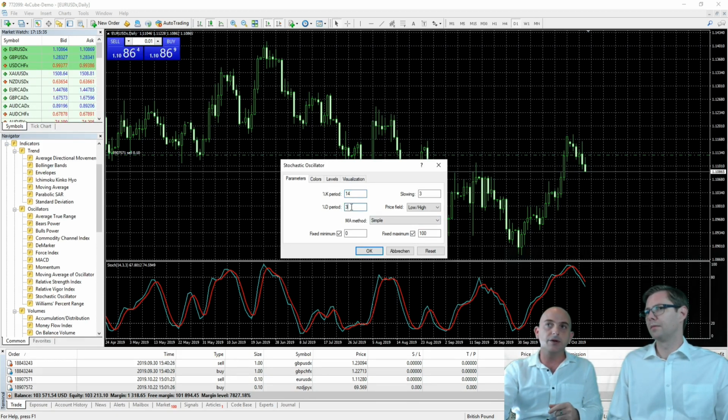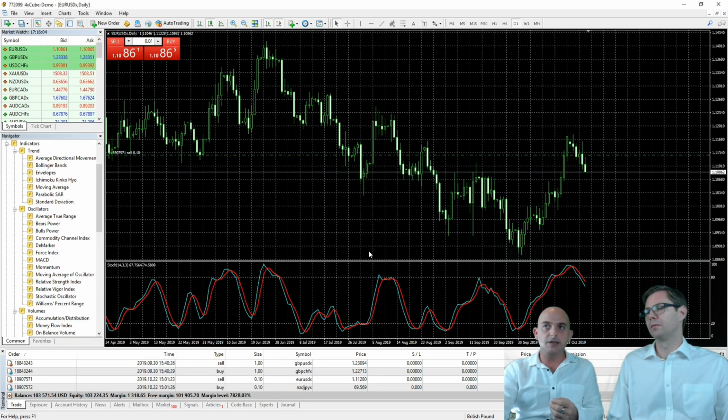So 14 periods, and the blue line, which is the percentage D period, is essentially just a 3-day simple moving average of the percentage K period. So the percentage K, the red line, is making a quite complicated calculation based on lows and highs, and then we have a 3-day moving average of that reading. That's where it differs from the relative strength index.